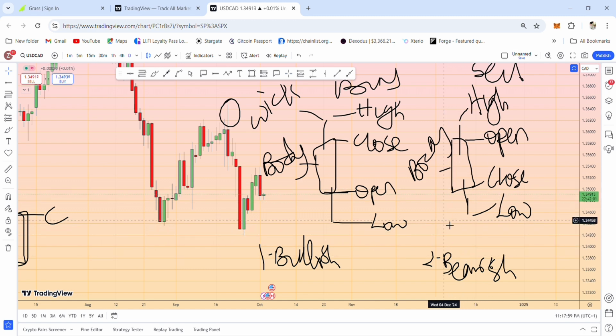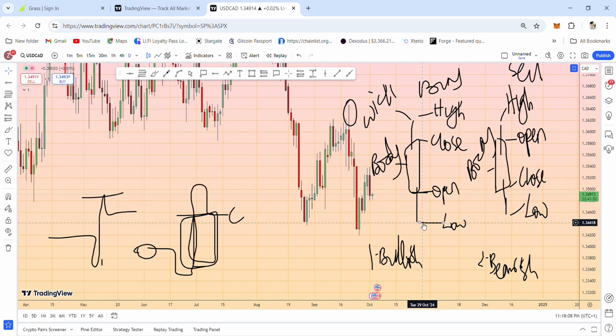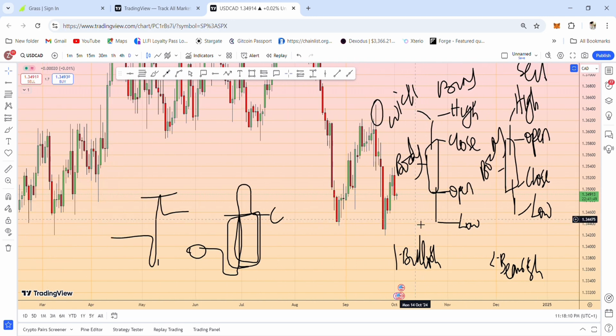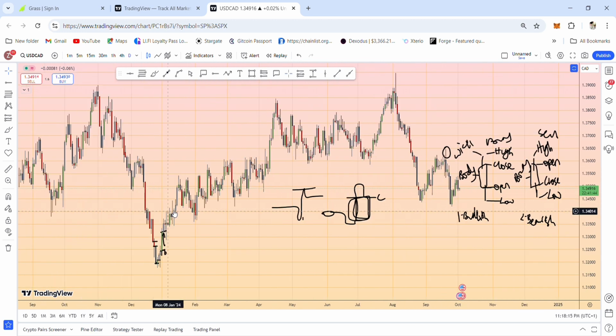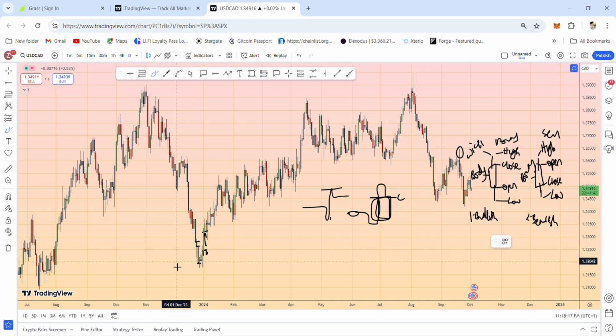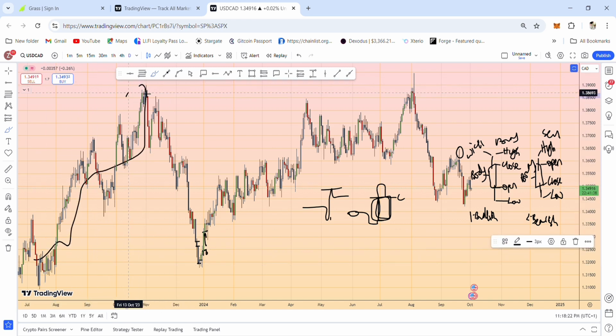Uses of candlesticks. A candlestick shows price reversal, indecision, and trend continuation. I know these words might be new, but then we'll get there. Price reversal means if price is going up, let's say at this point where price is going higher, higher, higher, and then it changes and starts coming down, it means that at this point it has reversed, when you change direction.